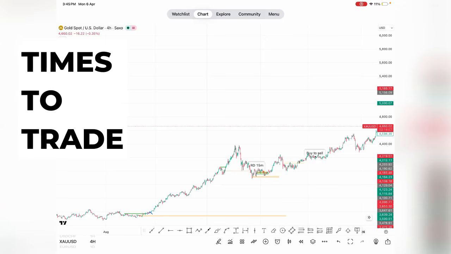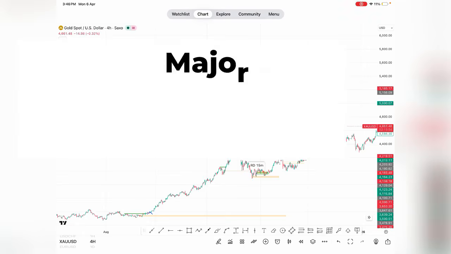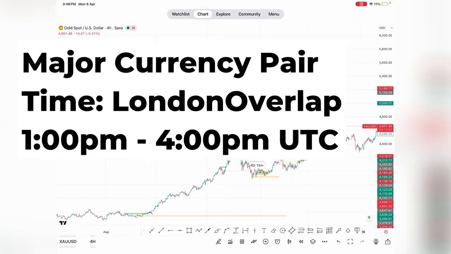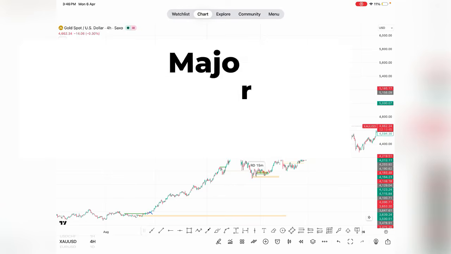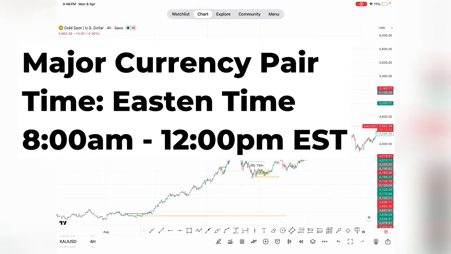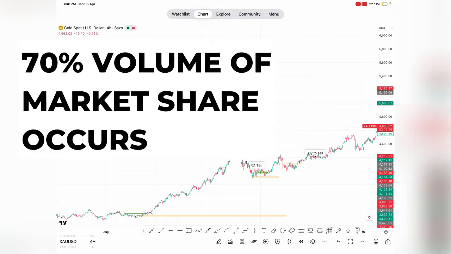time to trade these major currency pairs. The best time to trade major currency pairs is during the London New York overlap. That is between 1 p.m. to 4 p.m. UTC, that is London time, or between 8 a.m. to 12 p.m. Eastern time. That is where 70% of volume occurs.